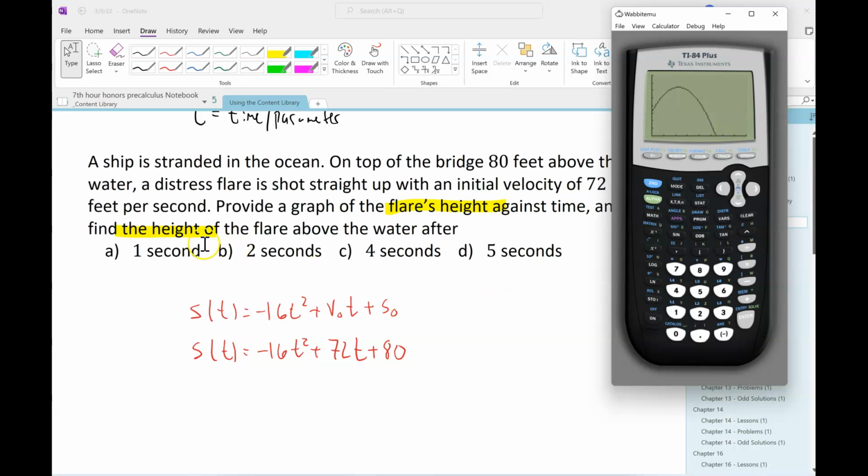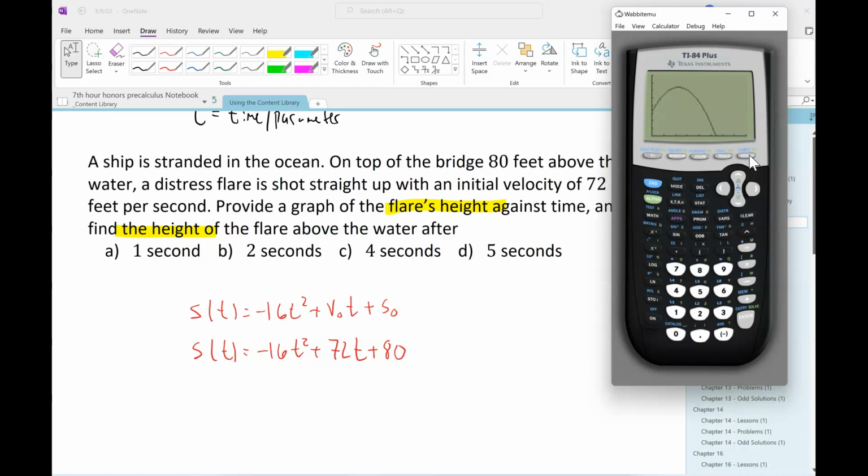If it wants the height after 1, 2, 4, and 5 seconds, I can plug those into t individually. Or if I press second and graph, it'll open up the table for this graph. And I can read T1 is 136 feet, T2 is 160, T4 is 112, and T5 is 40, and not have to do so much typing into my calculator. Everybody okay with that?